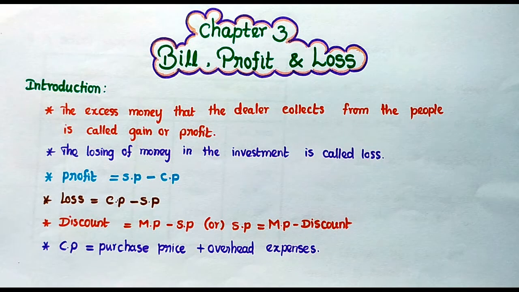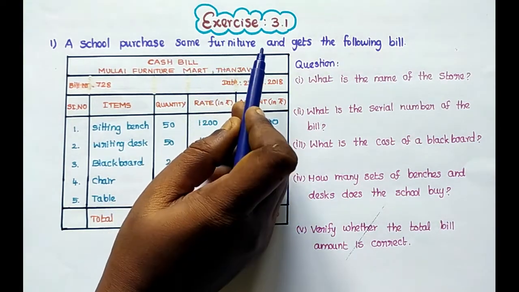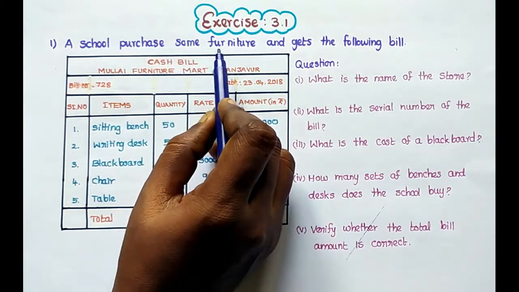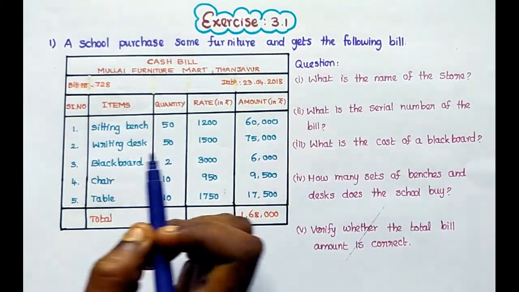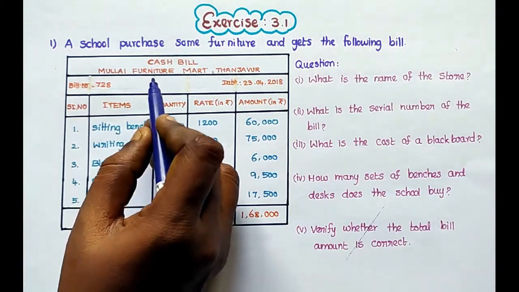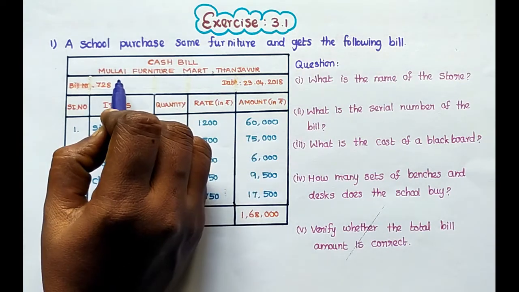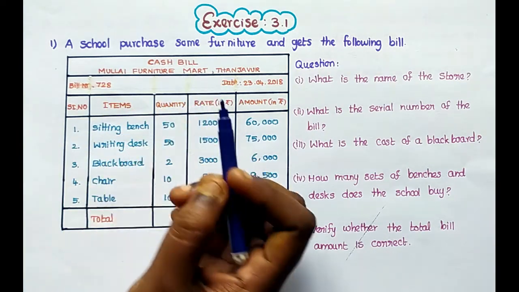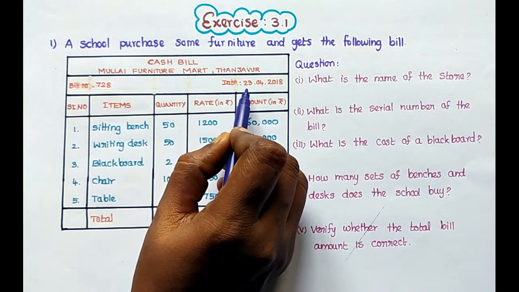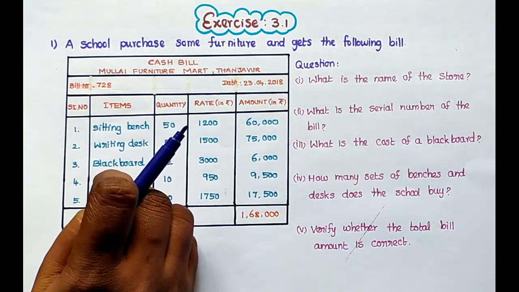Now let us get into the exercise problems. Exercise 3.1, first question. Listen, a school purchases some furniture and gets the following bill. The school bought these things from Mullai Furniture Mart, Tanjavur. Bill number 728, date 23/4/2008.